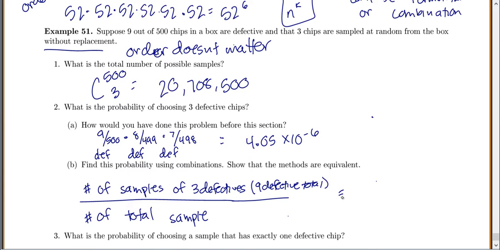So first, if we want to get 3 defective chips, but there's only 9 total, we'd have to do 9 choose 3. That's how many ways we can get 3 defectives. And then on the bottom, the number of total samples, we did that up in number 1. So there were 500 choose 3. So first you have to figure out how many ways you can find 3 defective chips, and then how many total samples there were. And you still get 4.05 times 10 to the negative 6.